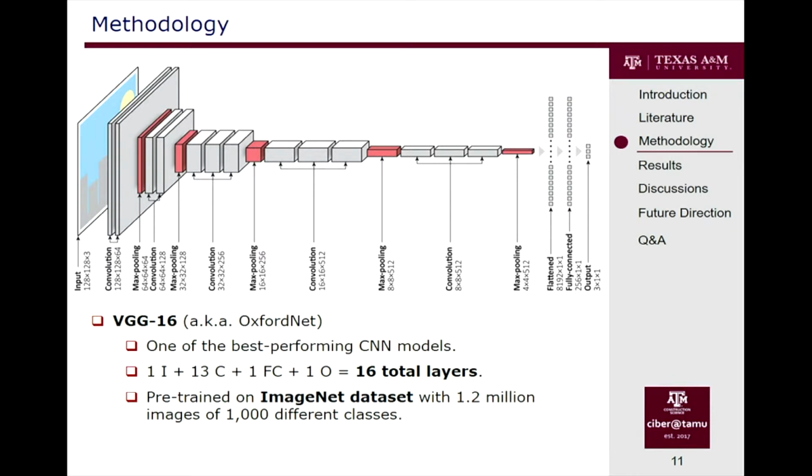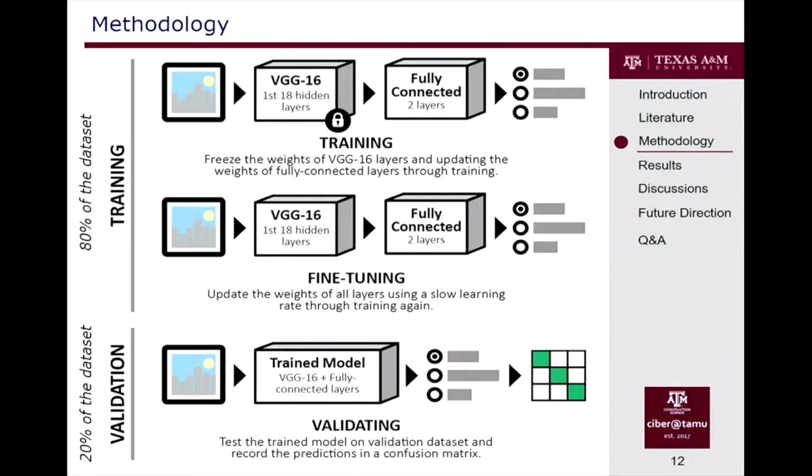Specifically for our research, we're using VGG16 or OxfordNet, and that is one of the best performing convolutional neural networks out there. It has 16 total layers, including 1 input, 13 convolutions, 1 fully connected, and 1 output layers. And it has been trained on 1.2 million images that represent 1,000 classes of objects. So we don't have to do anything about that. All we do is that we take that and then we adapt it for our application. This is what we do in transfer learning as applicable to our research.